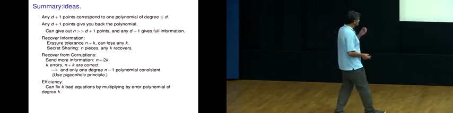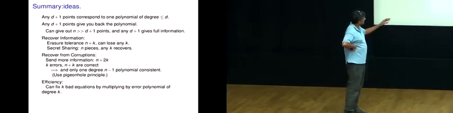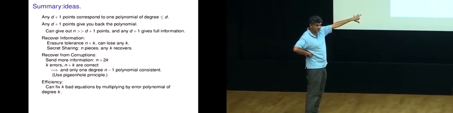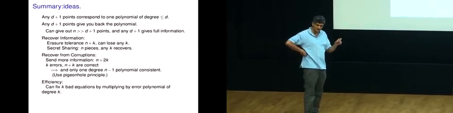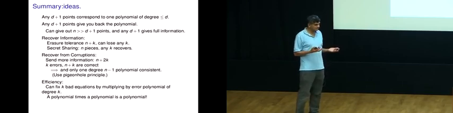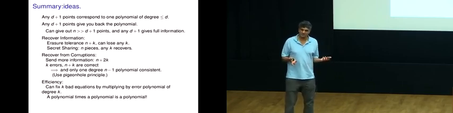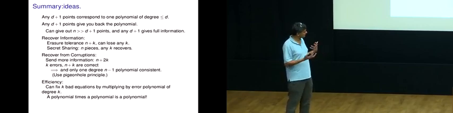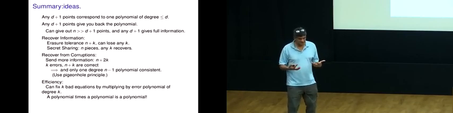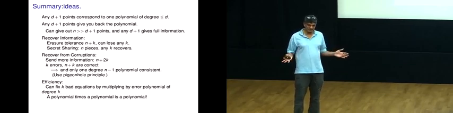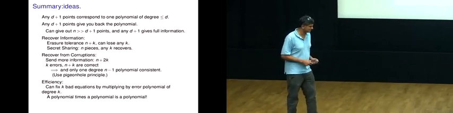Now the efficiency is how do we actually decode this thing? We understand that we can fix k bad equations with a polynomial of degree k. That's the idea. And then the second idea is a polynomial times a polynomial is a polynomial. So you recover this instead. I gotta say, people in our field, when you say Welch-Berlekamp, they're like, wow, that's beautiful. And it really is. So on that, I'll leave it.